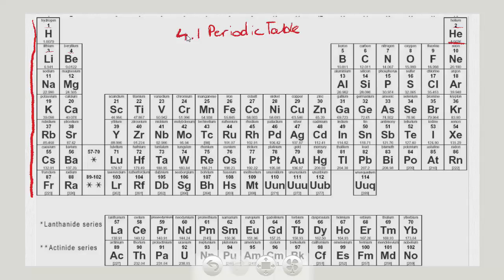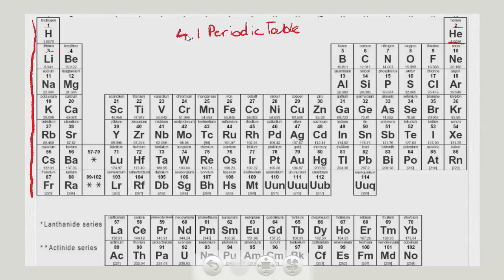The next group is known as alkali earth metals, for example, beryllium, magnesium, calcium, strontium, barium, and radium. And these elements have 2 valence electrons. Then the middle area is known as the transition elements, which we'll skip for now, and we'll get back to later.